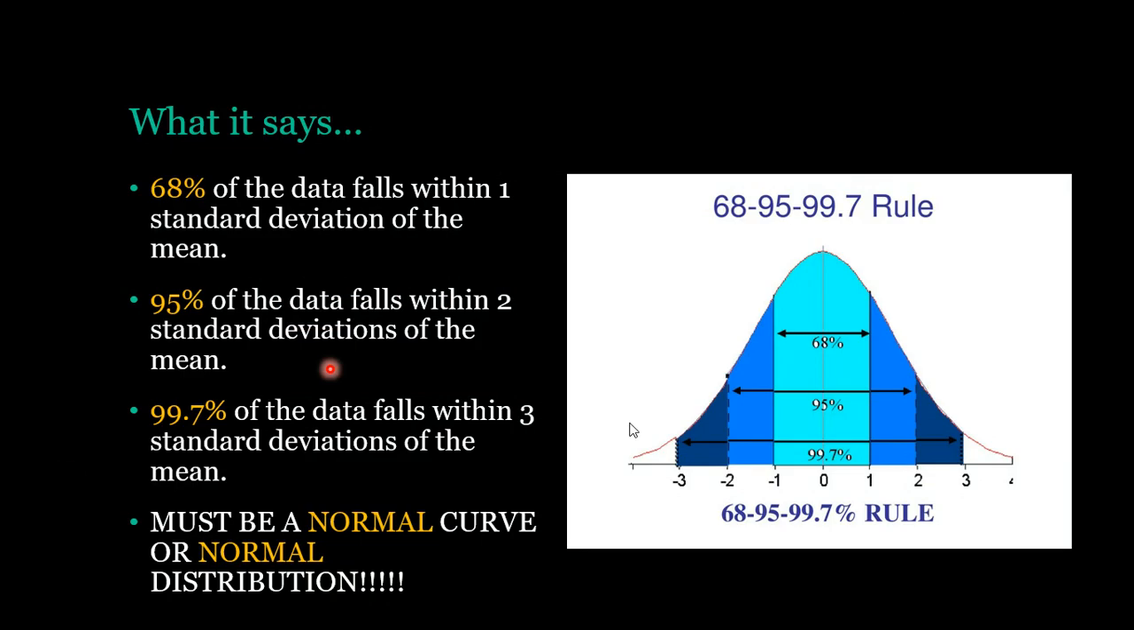So again, just what it says is that 68% of the data falls within one standard deviation of the mean. This is 68% here. Two standard deviations, notice this is -1, this is +1. From 0 to +2, 0 to -2, that's going to cover 95%. 99.7% of the data falls within three standard deviations of the mean. And above all, in order to use this, you absolutely must have a normal curve, or a normal distribution. You cannot make assumptions on things that are skewed like you can with this. So that's what makes the empirical rule so cool.